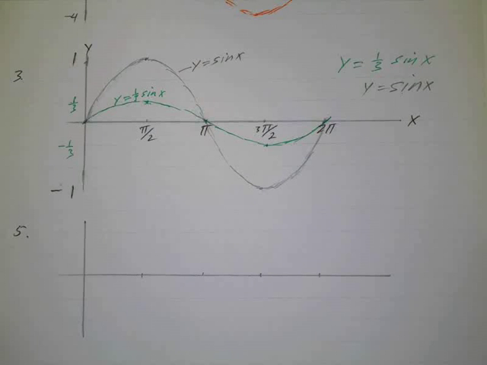Okay, here's some more problems from section 4.5. This is number 5. Now again, remember when you're doing the sine, just remember what the period is. Normally 2 pi.